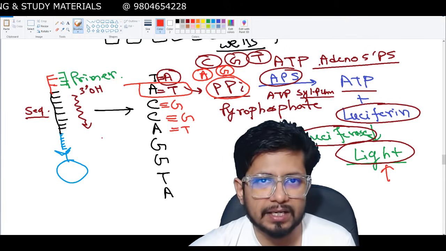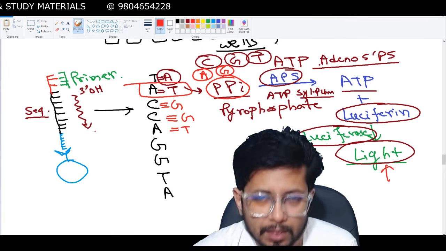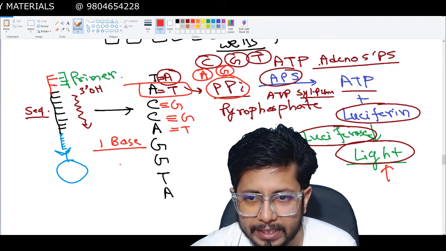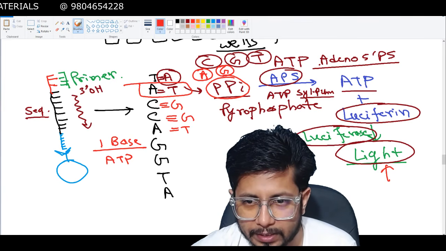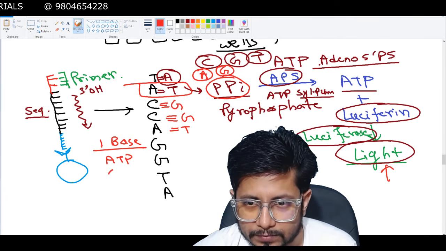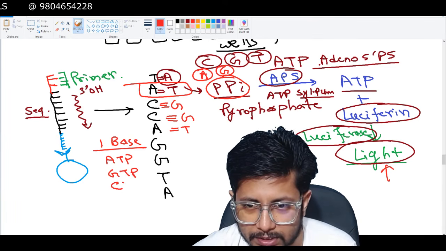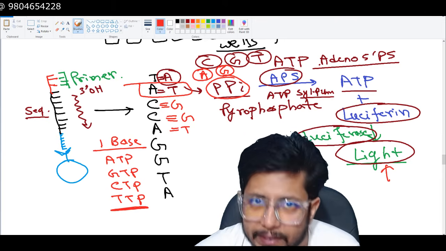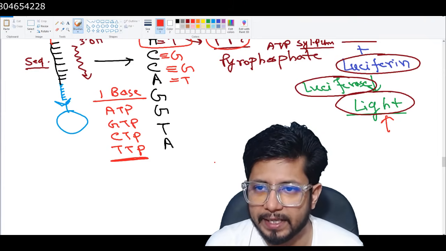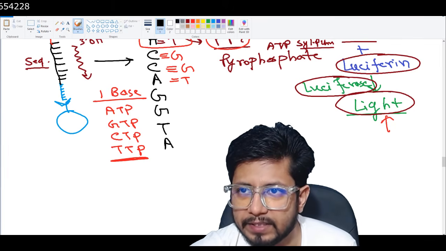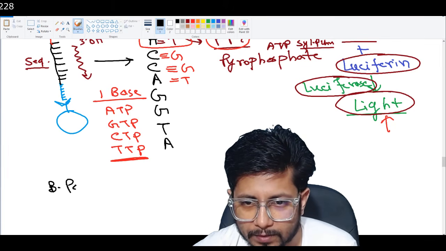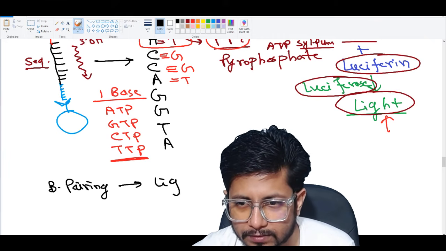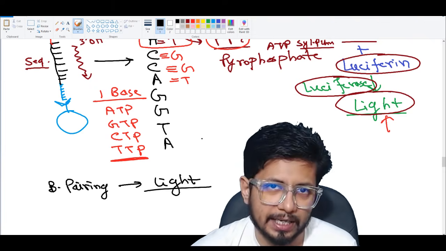So by every single round we are running this whole process. For every single round of any single base, we are running it for ATP, we are running it for GTP, we are running it for CTP, and we are running it for TTP. For all the normal bases we are running it, and remember, if there is base pairing, it's going to generate light by the chemical reaction that we have talked about.